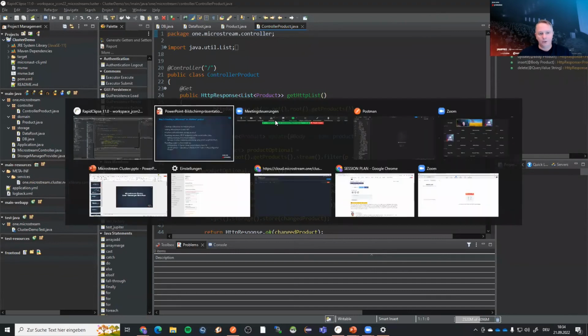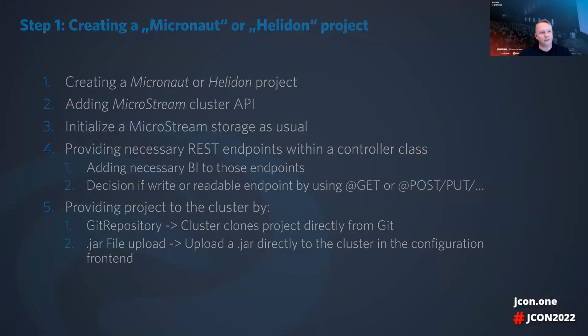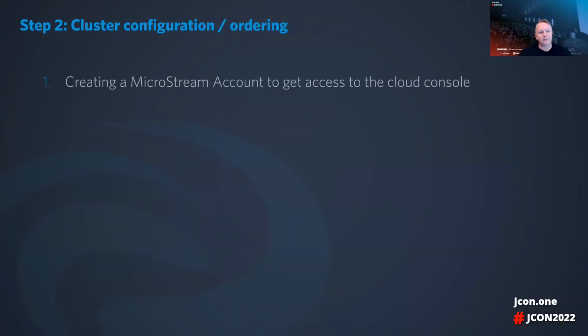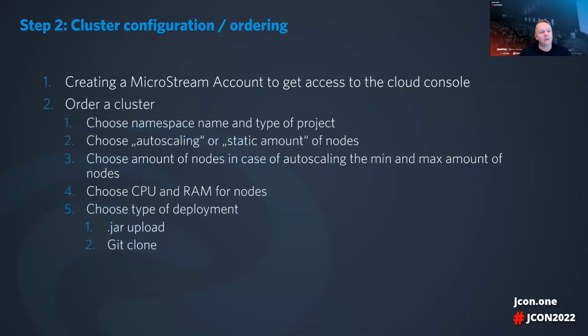Let's jump back to the presentation. So when we have a look at step 2, let's talk about the configuration and the ordering of MicroStream cluster. First of all, of course, you will need a MicroStream account to get access to the Cloud Console. And to order the cluster at the moment, there are some of the most important properties, or some of the necessary properties we need.